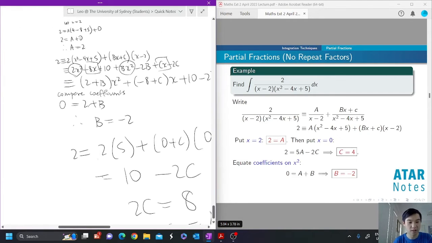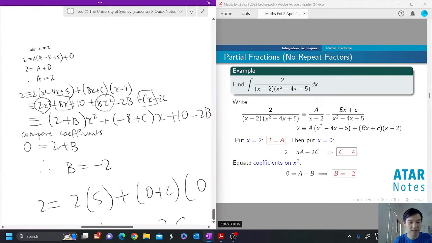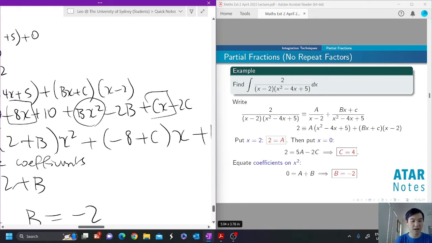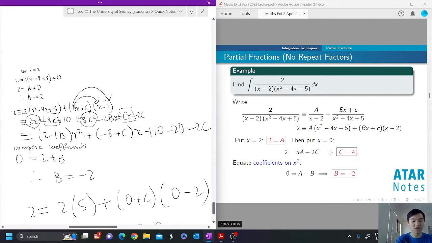So what happened here when I was comparing coefficients, bx squared minus 2b. Okay, I think I realized what happened. This is bx, and that is minus 2bx. So I left out an x here. So be careful. We got a 2bx. So that changes things because this will be minus 8 plus c plus 2b. And here it would have been, instead of a 2b, it would have just been 10 minus 2c.